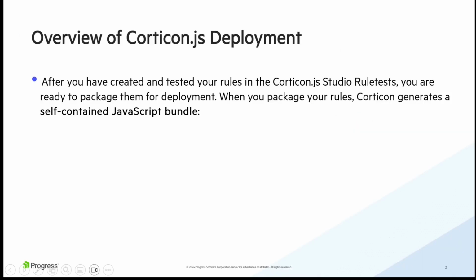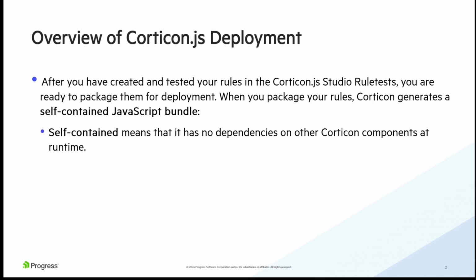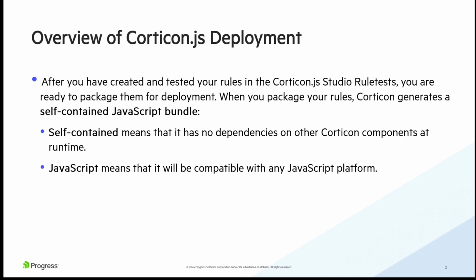In contrast to generating rules into a decision service that will be run as a web service on a Corticon server instance, with Corticon JS, we're generating a self-contained JavaScript bundle. What does that mean? Self-contained means it is self-contained. There's everything you need to be able to execute the business logic defined within the rules, then and there within the JavaScript code, contained within just one file.